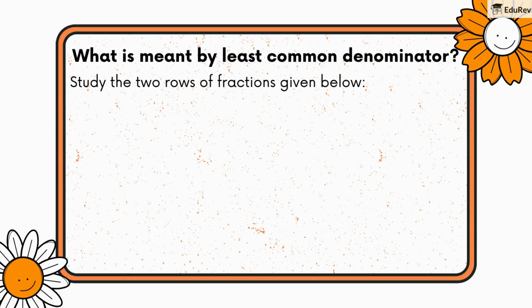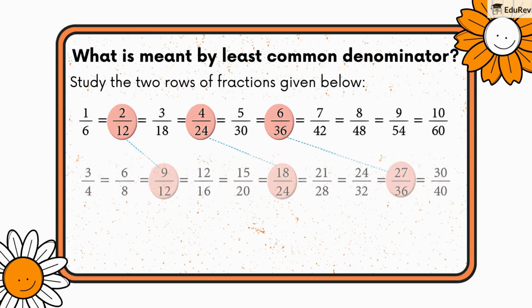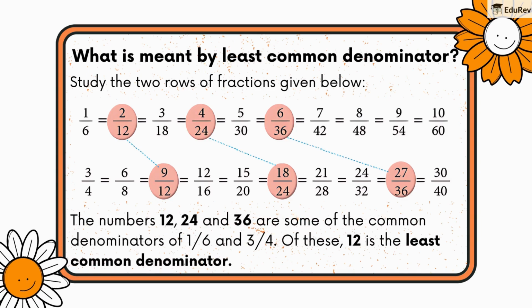Study these two rows of fractions given below. Here, 1/6 can be written as 2/12 if we multiply both numerator and denominator by 2. Further, 1/6 can also be written as 3/18 and so on. Similarly, 3/4 can be written as 6/8, 9/12, 12/16 and so on. If we closely observe both the series, the numbers 12, 24 and 36 are some of the common denominators of 1/6 and 3/4.